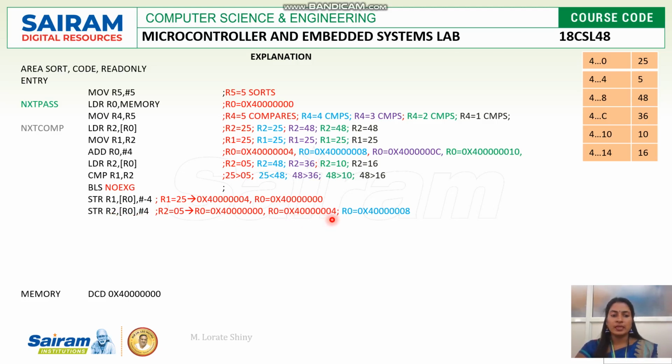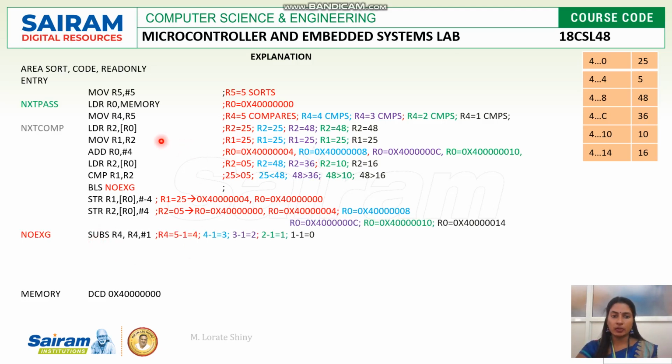Next, we are decrementing the count. Once all 5 comparisons are over, one sort will be complete. So we have to do 5 compares. So I am decrementing this compare count loop register, which is nothing but R4. The first time it is 4.